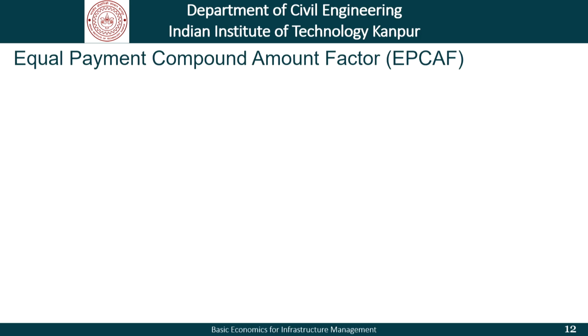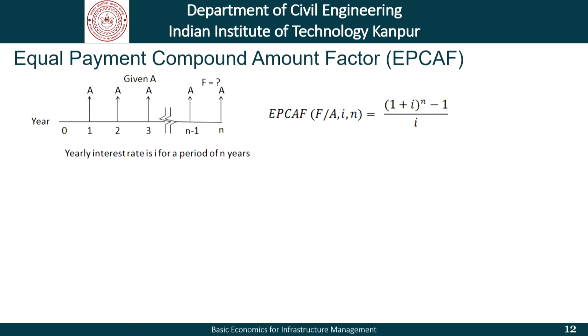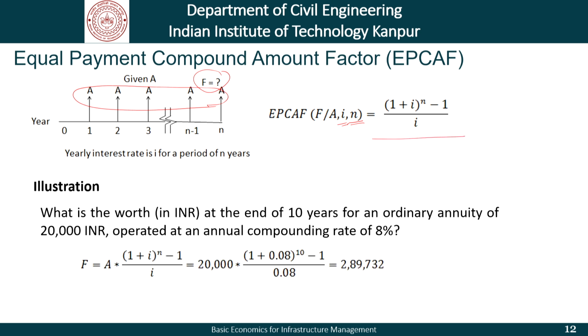Moving on, when we talk of equal payments involved, then we have several factors coming in. Equal payment compound amount factor, which basically says that if we make this A payment every year for n years, interest being I, what will it grow to? And here is the mathematical representation of this factor. So, if we say, what is the worth in INR at the end of 10 years for an ordinary annuity of 20,000 INR operated at an annual compounding rate of 8%, the answer is this.